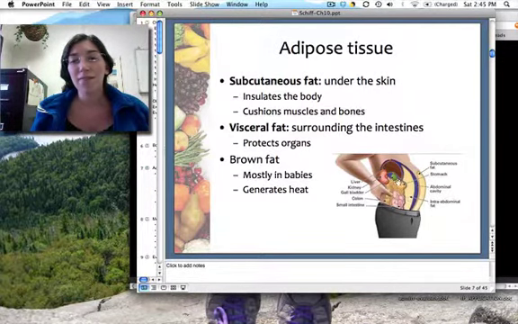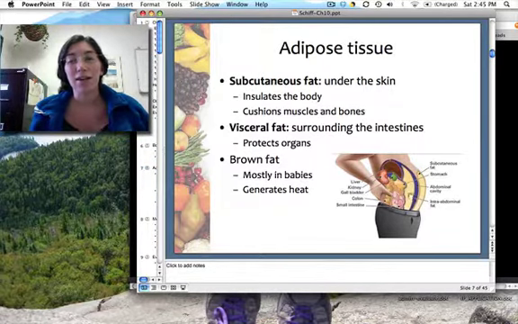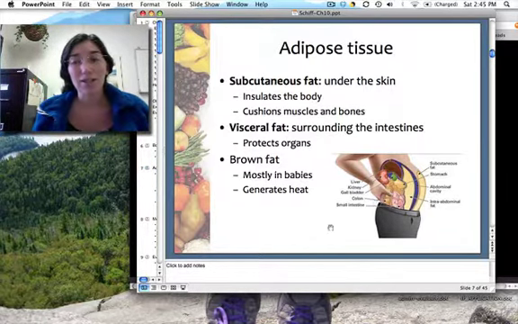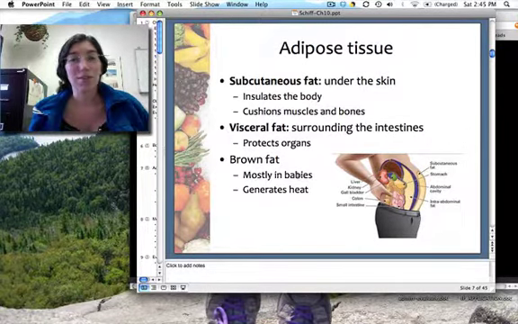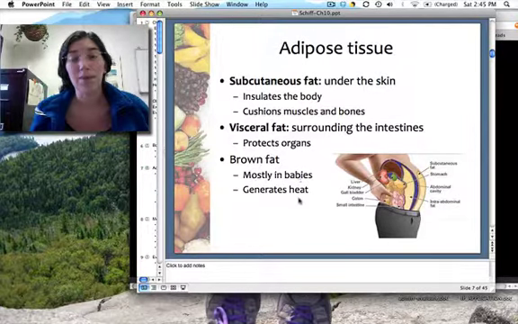And this is the type of fat actually that you really want to watch out for. Excess visceral fat can compress the organs and contribute to some of the chronic diseases that we see with overweight and obesity.